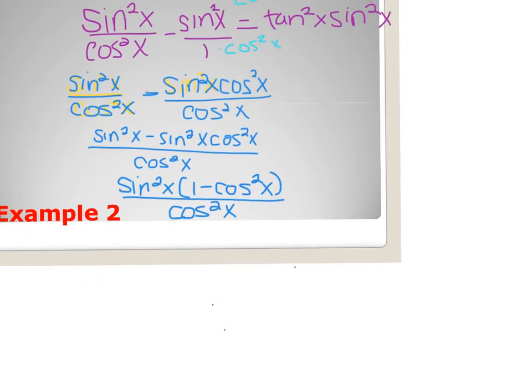Now what? Wait, how do you take it out? You just factored it out. You have cosine squared over cosine squared, which is 1. So I have 1 minus cosine squared.